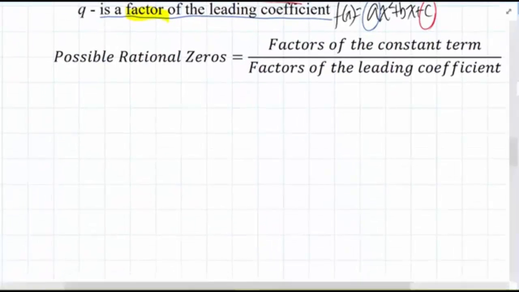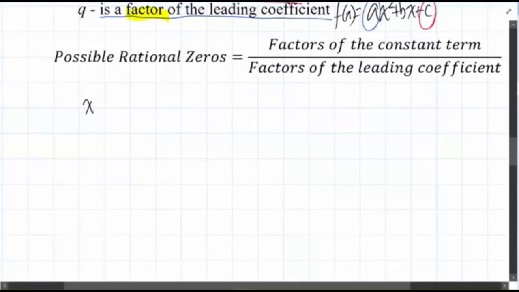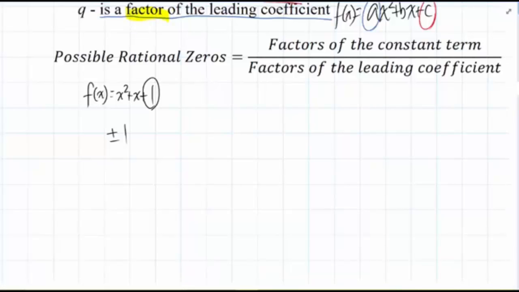So let's have a simple example to start with. f of x equals x squared plus x plus 1. It's a really simple example. So let's take the constant, which is 1 in this case. The factors are plus or minus 1. Remember, a common mistake students make with the possible factors is forgetting that there are negatives.